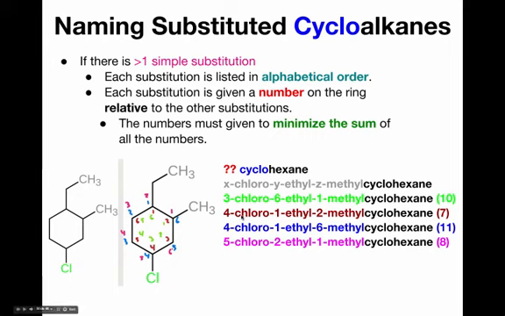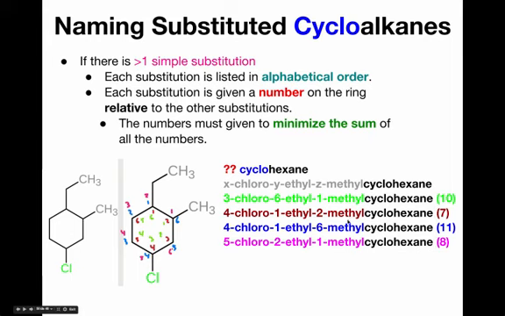Let's use the maroon colored numbers, shown on the inside of the ring, going clockwise. If we use the maroon numbering system, the name would be 4-chloro, because now the chlorine is attached to what we are calling carbon 4. 1-ethyl, because the ethyl is attached to carbon 1. 2-methyl, because the methyl is attached to carbon number 2, cyclohexane. If you add those numbers up, 4 plus 1 is 5, plus another 2 is 7.